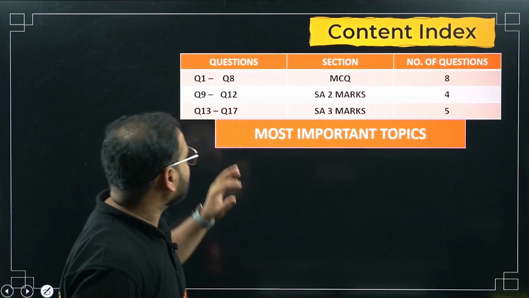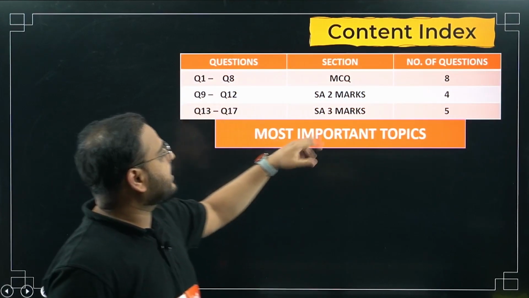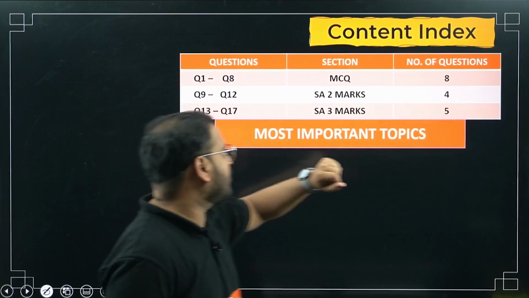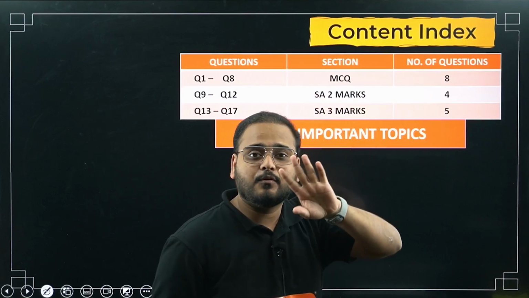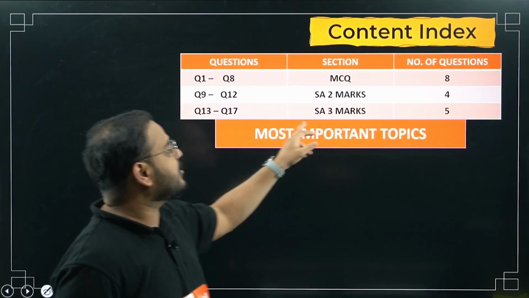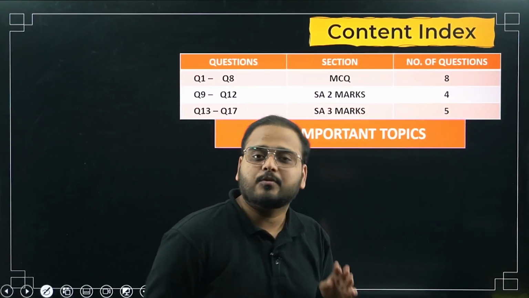Now moving on from the weightage, I'll show you what we're going to do. I have question numbers 1 to 8 as MCQs, a total of 8 questions we're going to solve. Questions 9 to 12 are going to be 2 markers. How many questions? 4 questions again. And 13 to 17 are 3 markers, again a total of 5 questions there.